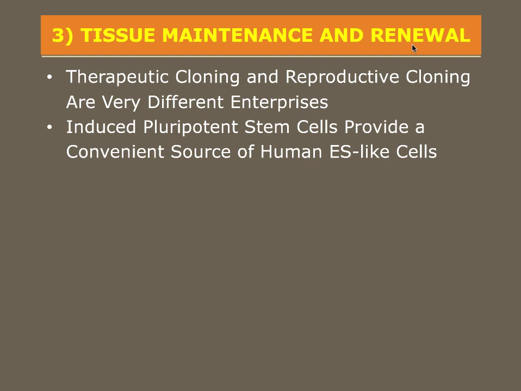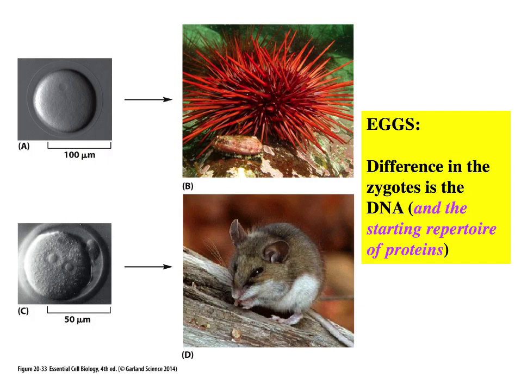Focusing on the third section of the chapter, that's to do with tissue maintenance and renewal. All animals in natural situations begin life as a fertilized egg known as a zygote. The different zygotes of different species may look the same at this stage, but they lead to the production of completely different arrangements of tissues and cells.